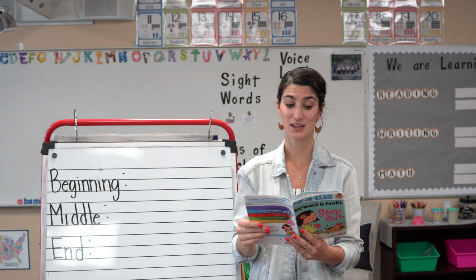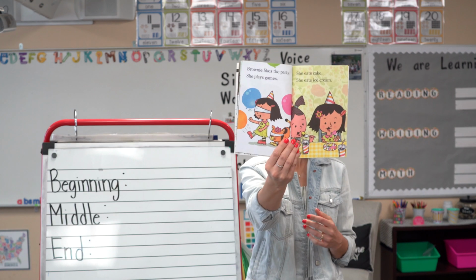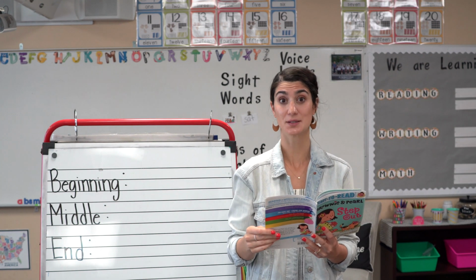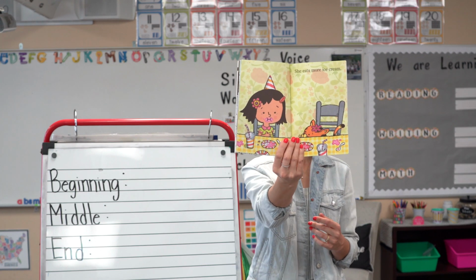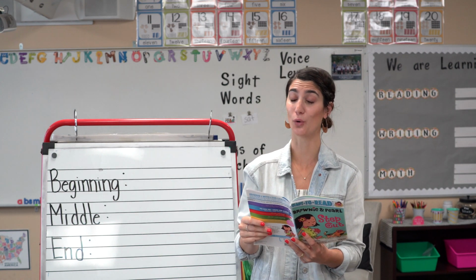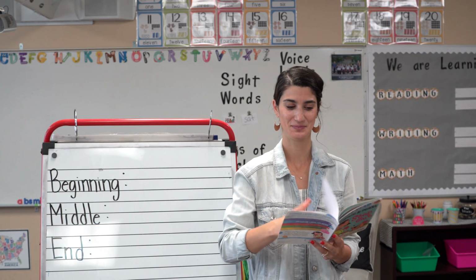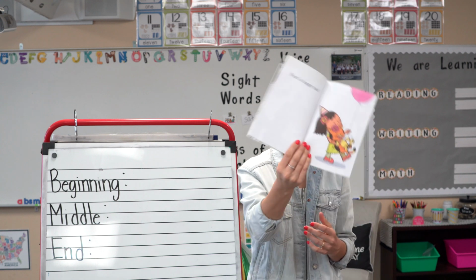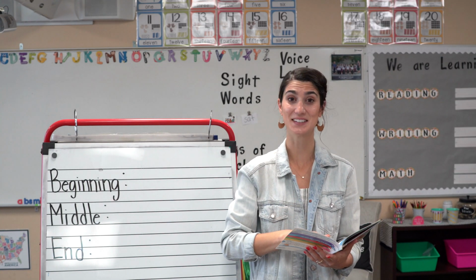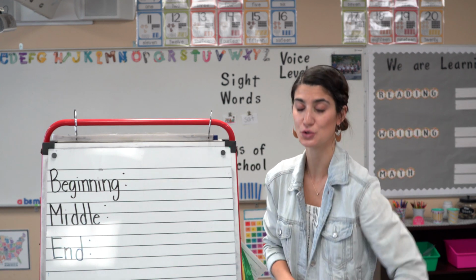Brownie likes the party. She plays games, she eats cake, she eats ice cream. She eats more ice cream. Brownie is happy that Pearl went in the kitty door. Pearl is happy too. The end.